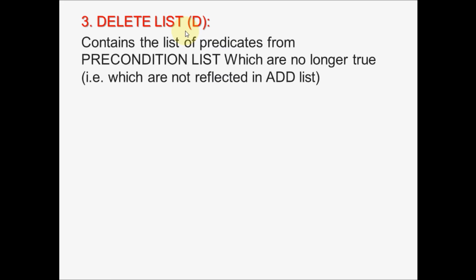Third, there is something called the delete list. Now this is very important. It contains the list of predicates from the precondition list which are no longer true. So after the action has been taken, the delete list contains only those predicates from the precondition list which are now no longer true. So your ramification will be solved here.